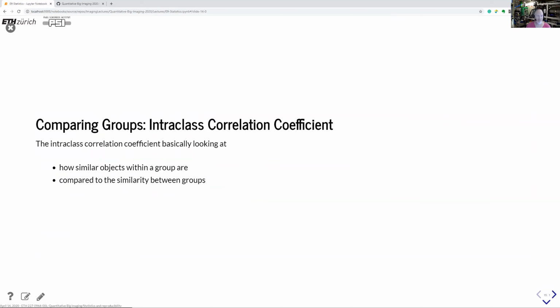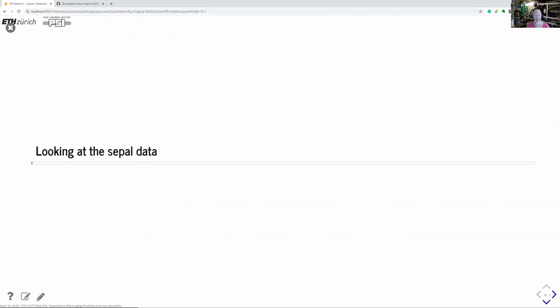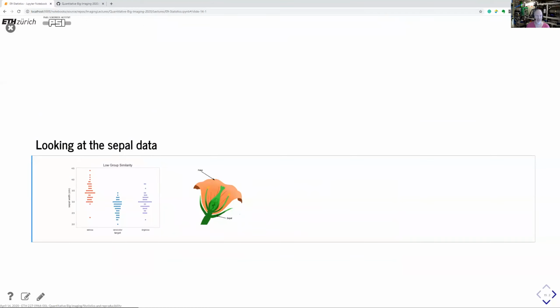And then one thing we can check is the intra-class correlation coefficient. That is a metric that we can use to check how similar objects within the group are, but also if there is a similarity between groups. And that is something I need to execute. So let's look at the sepal data.